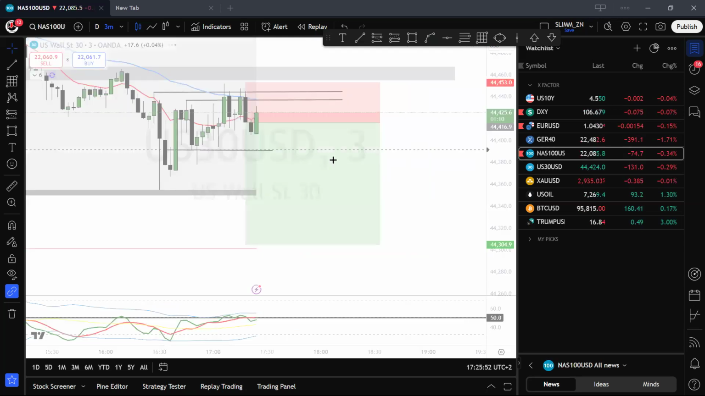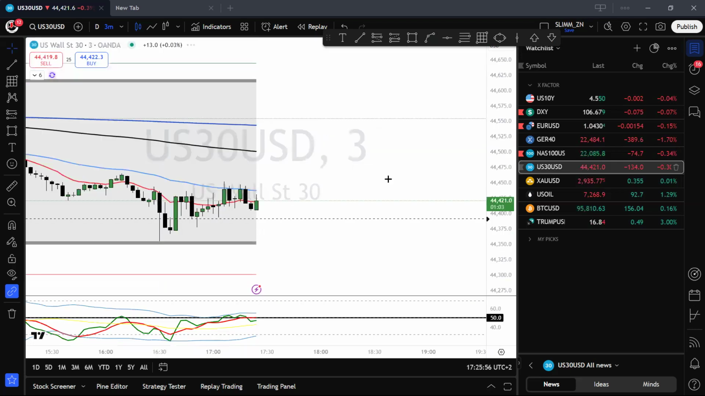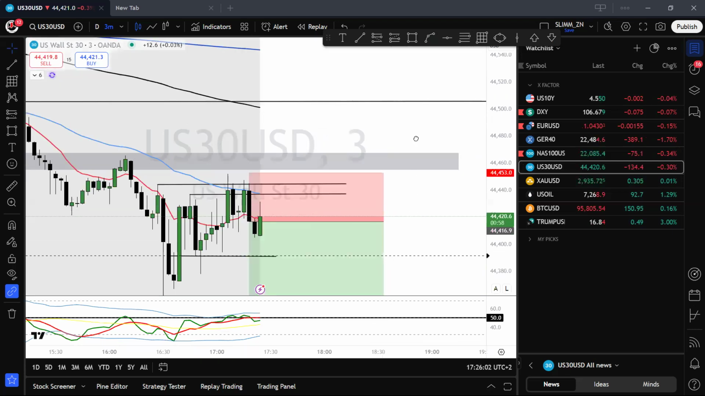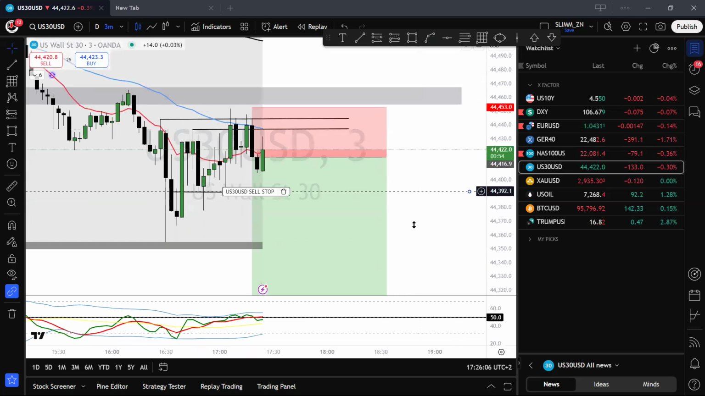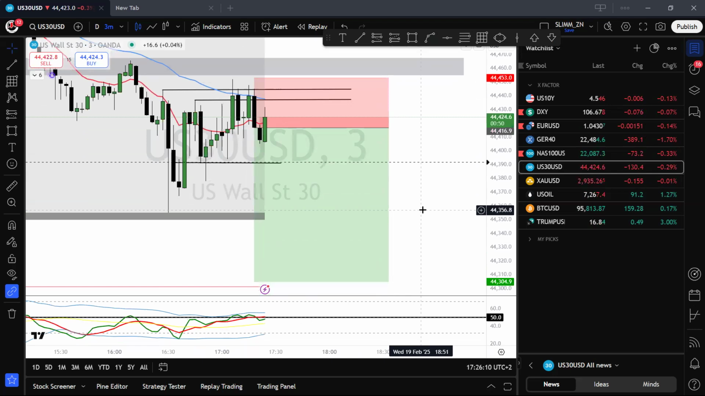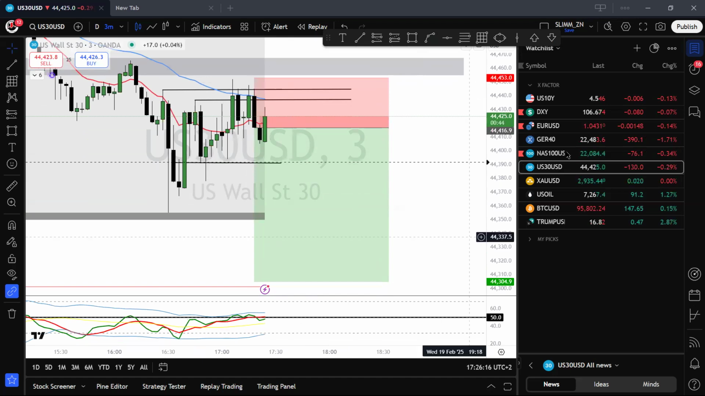I'll actually scale in if we break. Remember, we set this alert here. I won't scale in per se, but I'll actually open another entry on another setup, right on this low here. You see this sell stop? Once we break this level, I'll definitely jump in again.